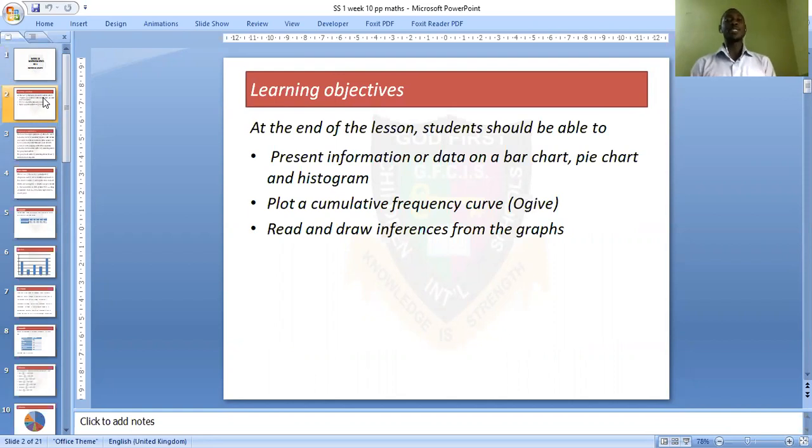Number two, plot the cumulative frequency graph. We already know how to present a cumulative frequency table using your frequency aggregate, the cumulative frequency. So the graph derived from the cumulative frequency, or the curve derived from the cumulative frequency, is called the cumulative frequency curve. And another name for it is called ogive. Number three is drawing inference from the graphs, interpreting the graph.